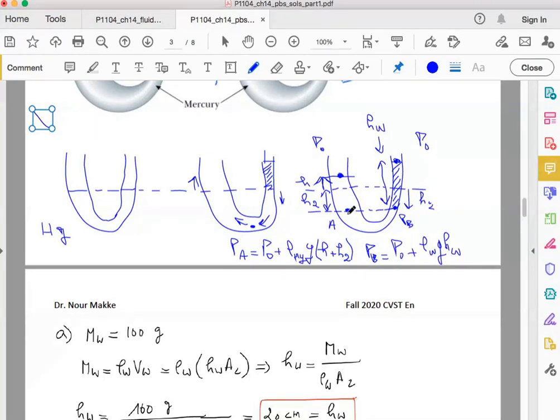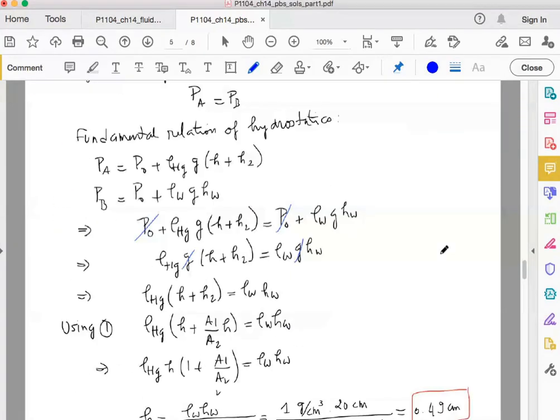So PA is equal to PB. We can just put them together. We get P0 plus rho mercury g (H plus H2) equals, so I will go on immediately here, PA is equal to PB. P atmospheric cancels out on both sides, and we are left with the whole equation. Here we also cancel g because it is present on both sides. We get rho mercury (H plus H2) equals rho water times H water.